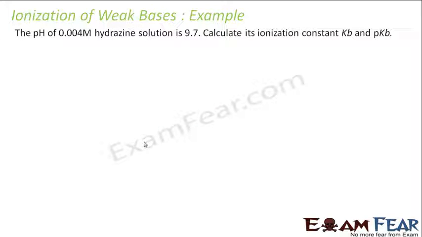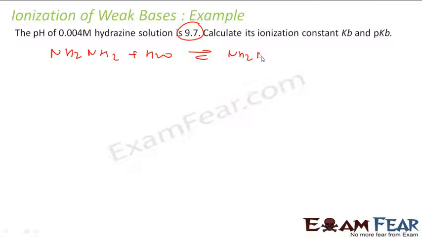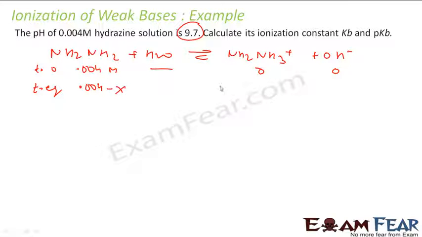So the pH of a 0.004 molar ammonia solution is 9.7. We have to find the ionization constant Kb and pKb. So let's write the reaction first. The reaction goes NH3, if we add water to this, this becomes NH4 plus and OH minus. So at t equal to 0, this is 0.004 M, water is not required, and this is 0 and this is 0. At equilibrium, this becomes 0.004 minus x, this becomes x and this becomes x.